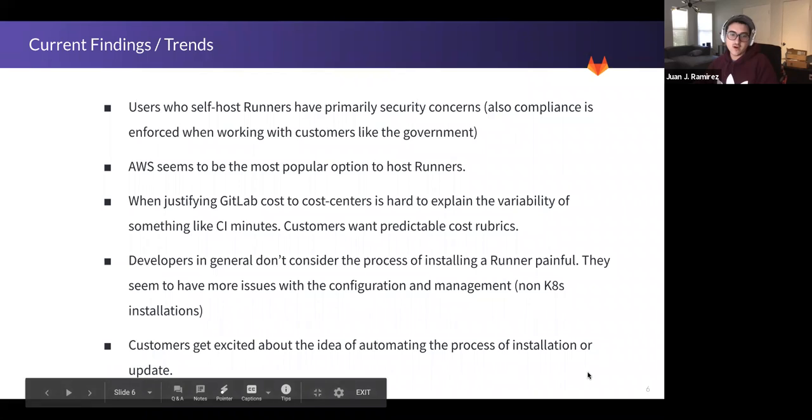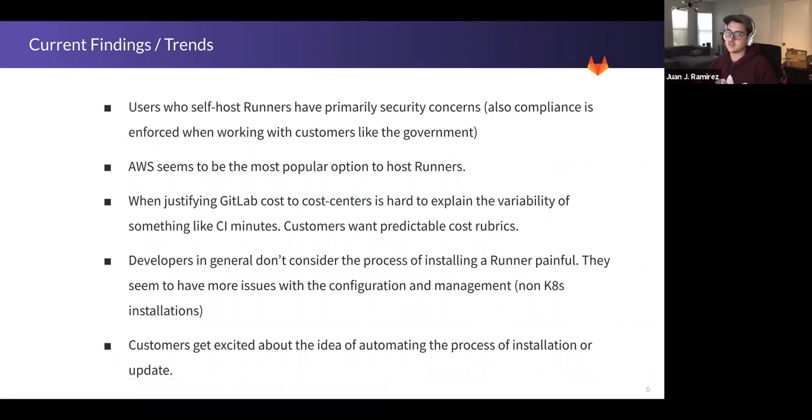The other thing that we found is that customers are very excited about the idea of automating these. We told them about our ideas, and they were super excited. They said, yeah, I would like to see these. Although I don't have problems with installation, I think it will be ideal to make this better and automate it.